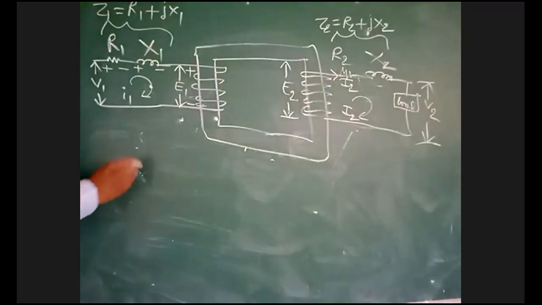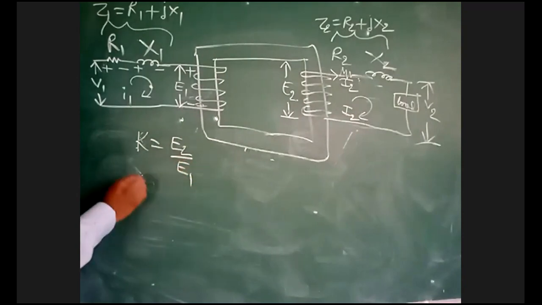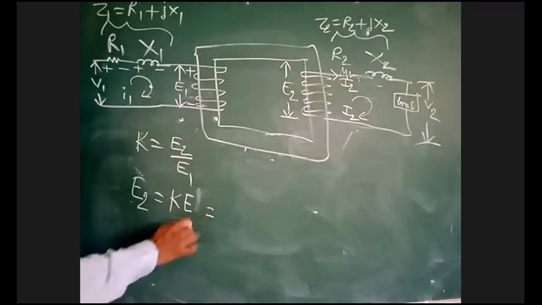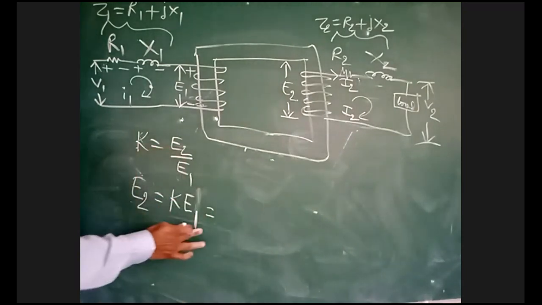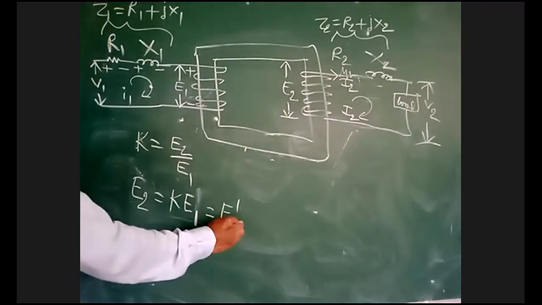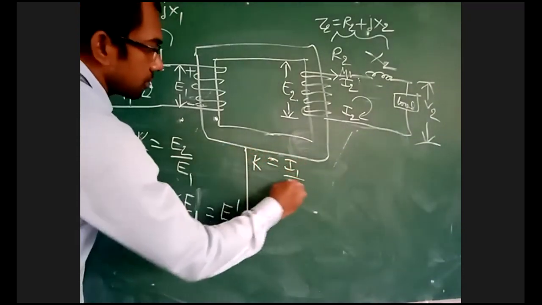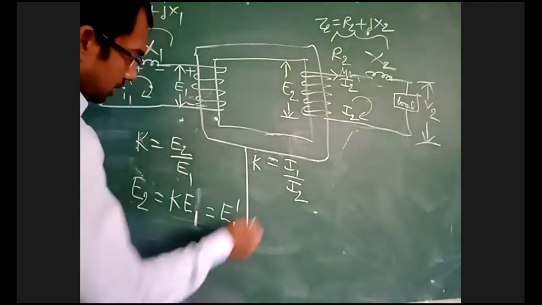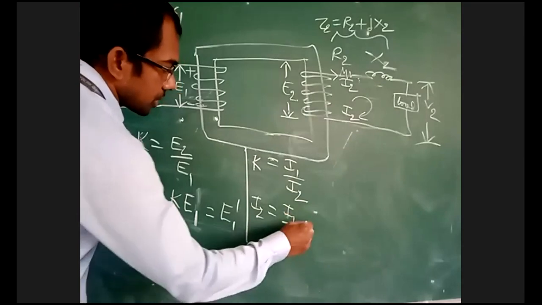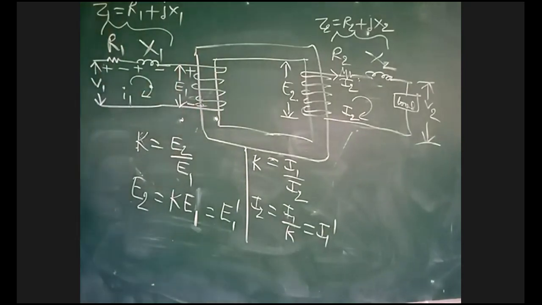Now I'm taking K is equal to E2 by E1. Now E2 is equal to K into E1. Now K into E1 is taken as E1 dash. Similarly, take K is equal to I1 by I2. Here you take I2 is equal to I1 by K. This is taken as I1 dash.